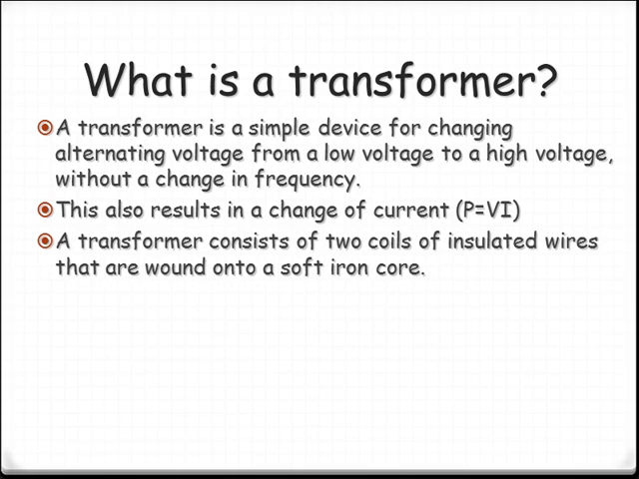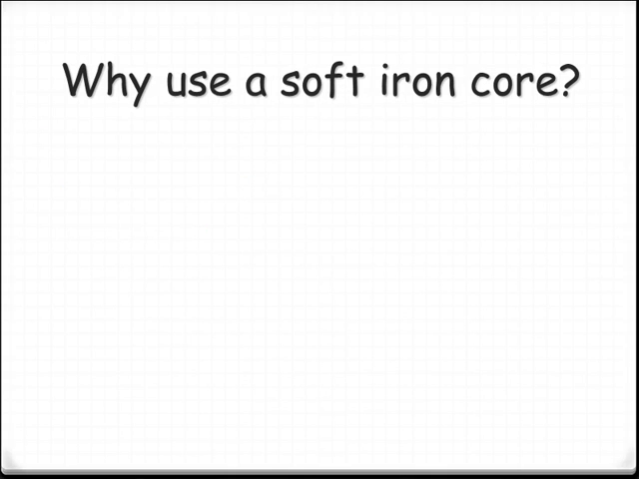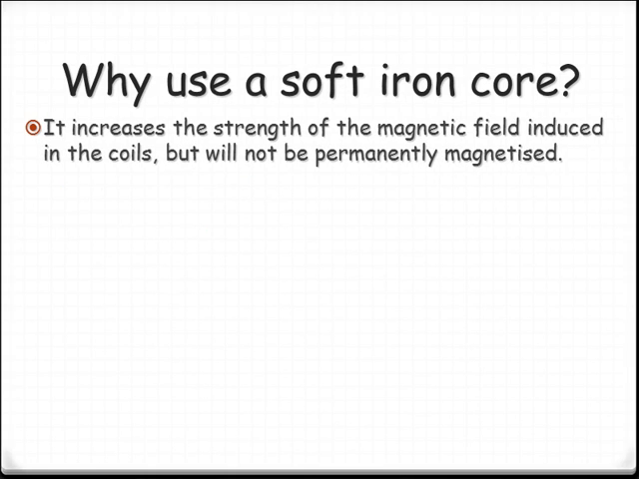Now, basically what is it? It's two coils of insulated wire, and they're wound around a soft iron core. Again, this is all about creating a magnetic field, the magnetic field inducing a current and a voltage inside the secondary coil. So similar to when we were looking at motors and generators, we have the soft iron core there because it's going to increase the strength of the magnetic field, but the soft iron core won't stay magnetized.